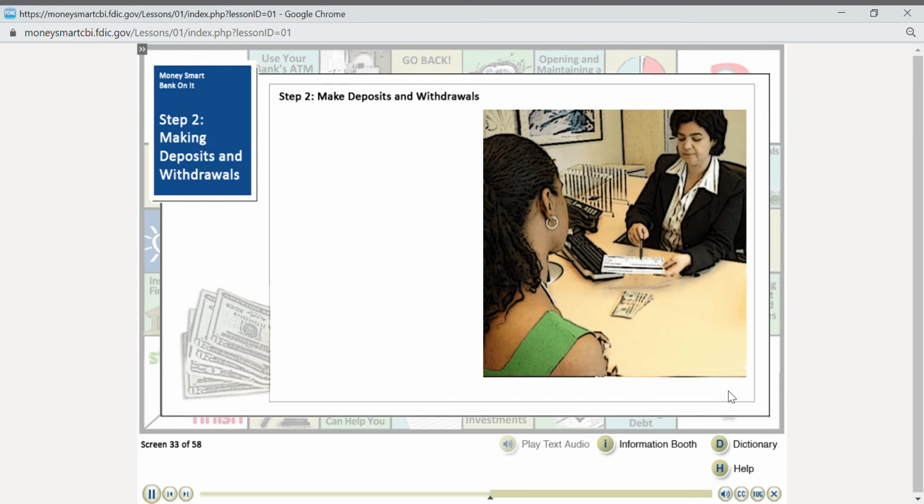Making deposits and withdrawals is the second step to opening and maintaining a bank account. In this section, you will learn what these terms mean.